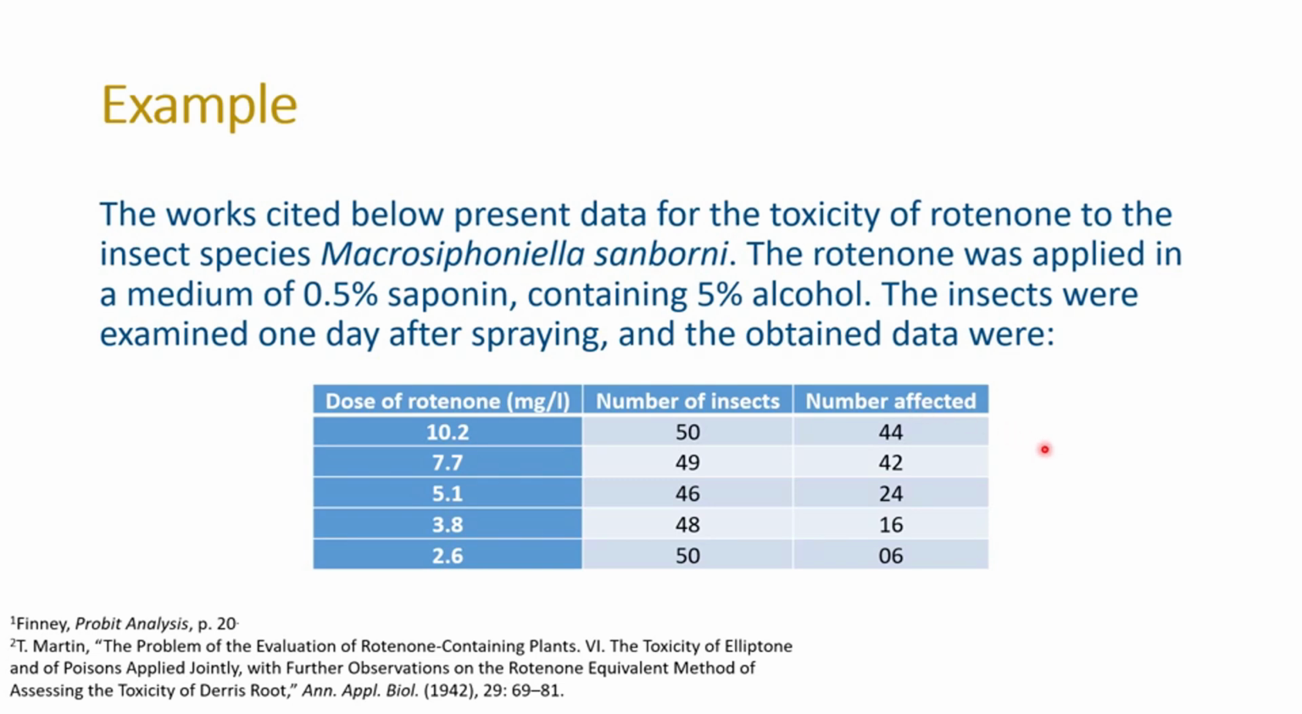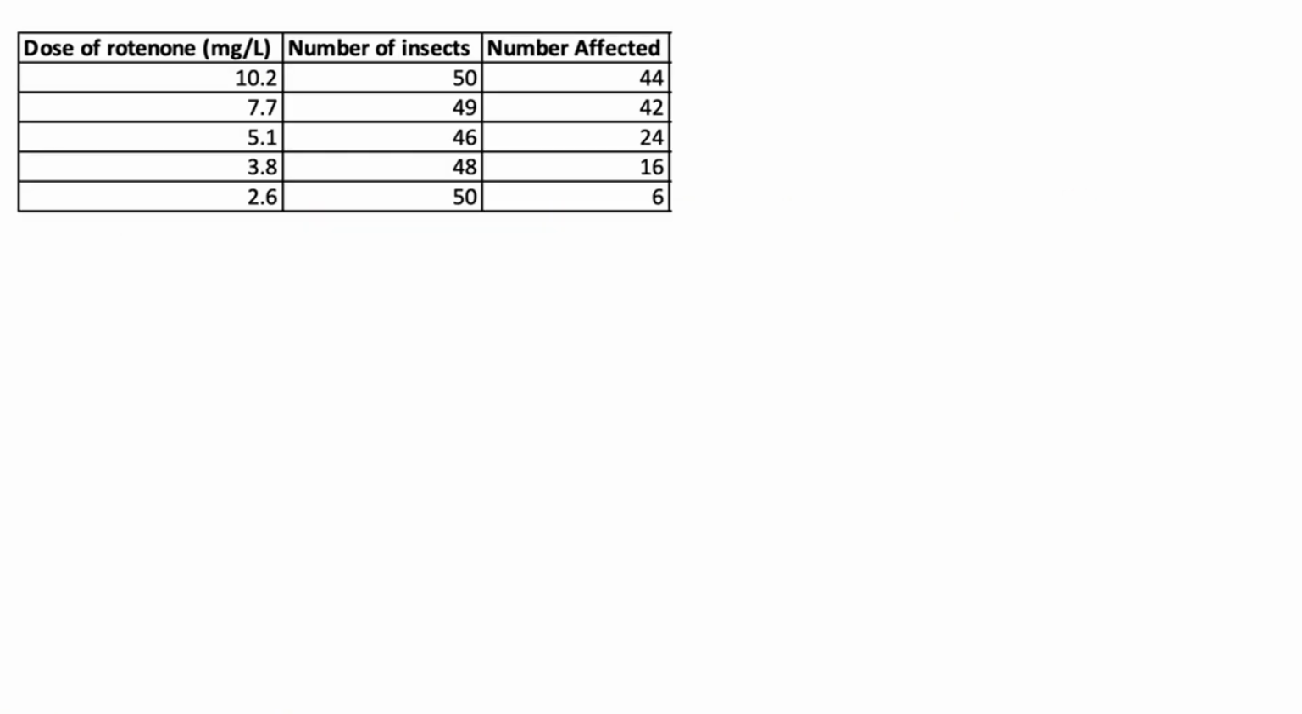Let's walk through how we can plot our dose response curve and derive a model that describes quantitatively dose versus response such that we can make predictions. The first thing we're going to do, and I did all of this work in Microsoft Excel, just basic spreadsheet software, is make a data table using the data on the previous slide. Again, we had five different doses of rotenone in milligrams per liter, the number of insects that were treated, and the number of insects that were affected.